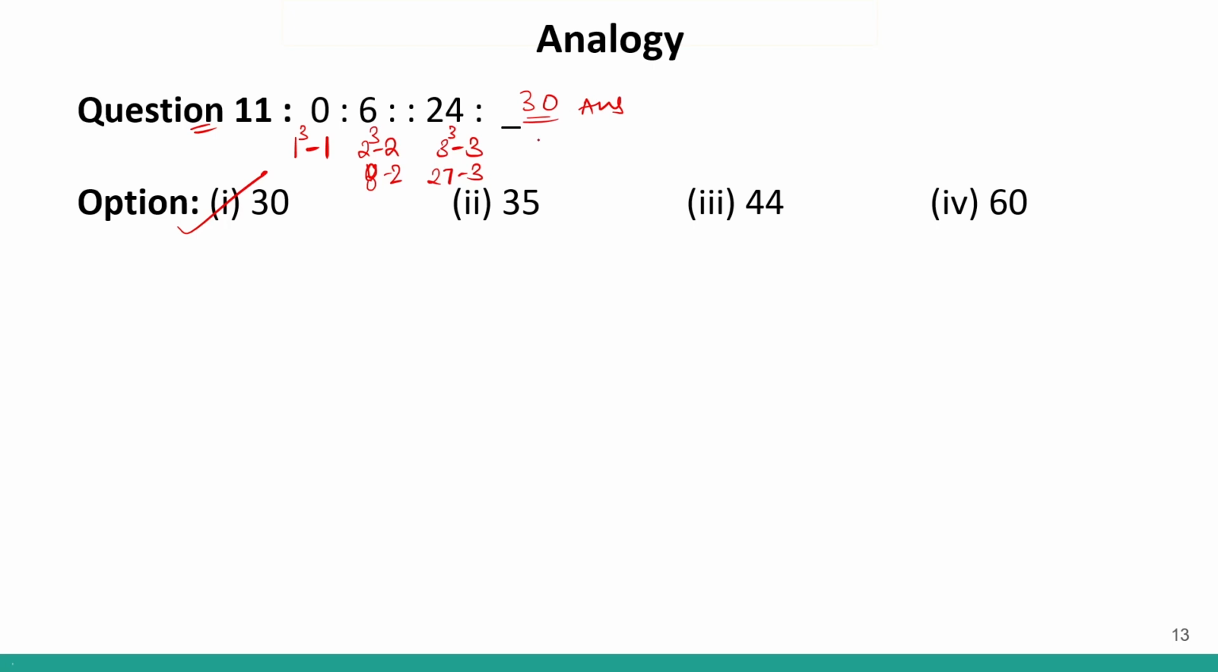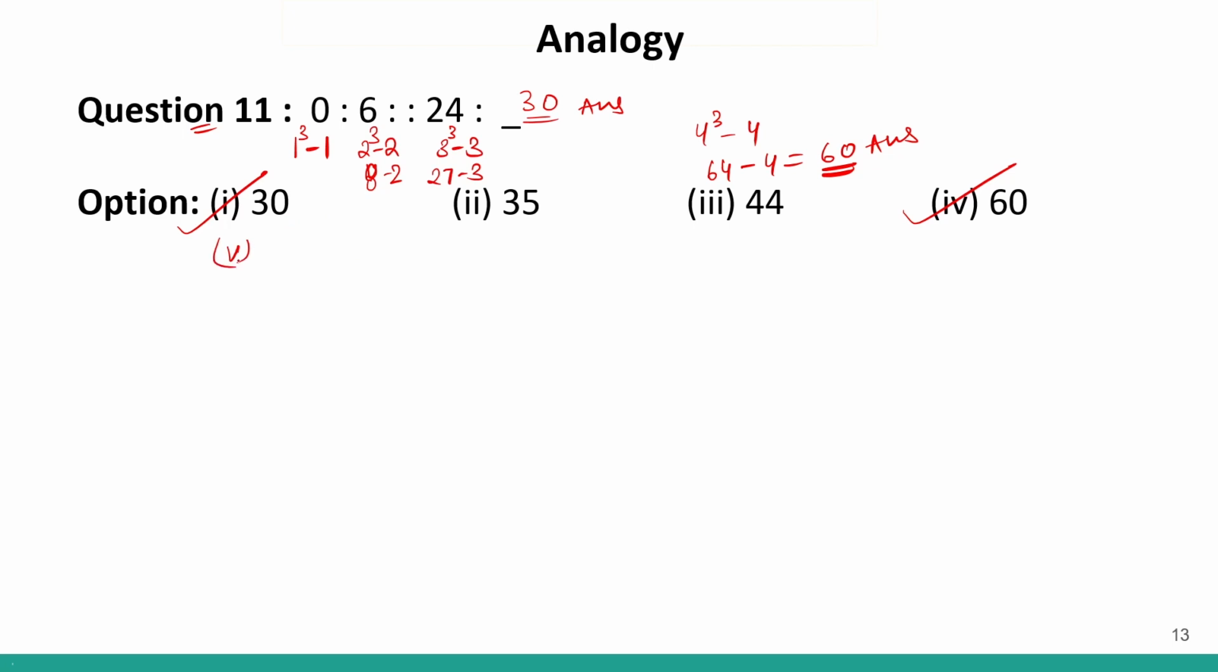So now moving forward, I can get it as 4 cube minus 4. 4 cube is how much? 64. So if I minus 4, I will get 60. So based on this logic, my answer can be option number 4 as well. So I'm getting 2 answers, either option number 1 or option number 4.